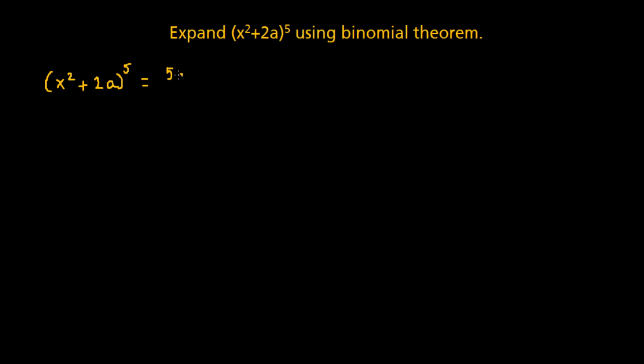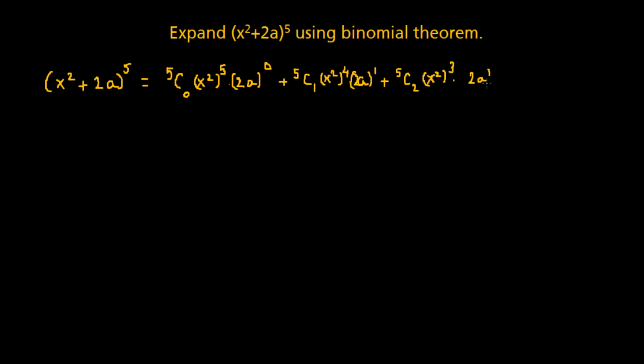The first term would be 5c0 x squared raised to the power of 5 minus 0, which is 5, times twice a raised to the power of 0, plus 5c1 x squared raised to the power of 5 minus 1, which is 4, times twice a raised to the power of 1, plus 5c2 x squared raised to the power of 5 minus 2, which is 3, times twice of a raised to the power of 2, plus 5c3 x squared raised to the power of 5 minus 3, which is 2, times twice a raised to the power of 3. So that's the fourth term.